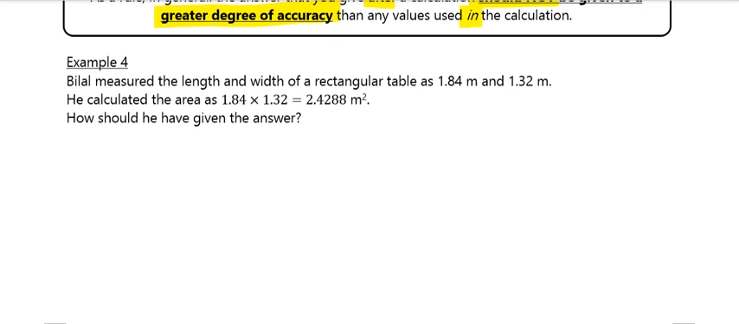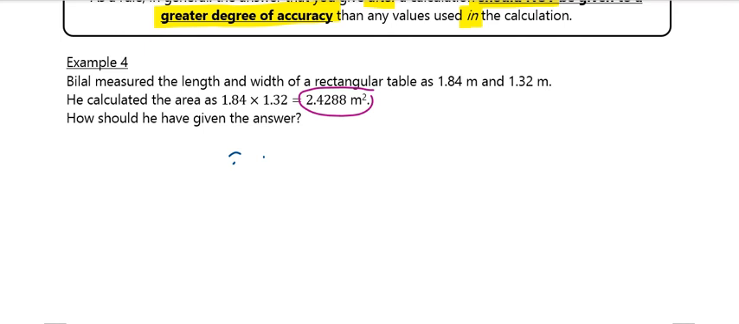Okay, example number 4. Bilal measured the length and width of a rectangular table as 1.84 meters and 1.32 meters. So he calculated the area and found that 1.84 times 1.32 is 2.4288. So how should he have given the answer here? Let's have a look. Your answer is to 4 decimal places, right? But your measurement is to 2 decimal places. So he should give his answer as this one.